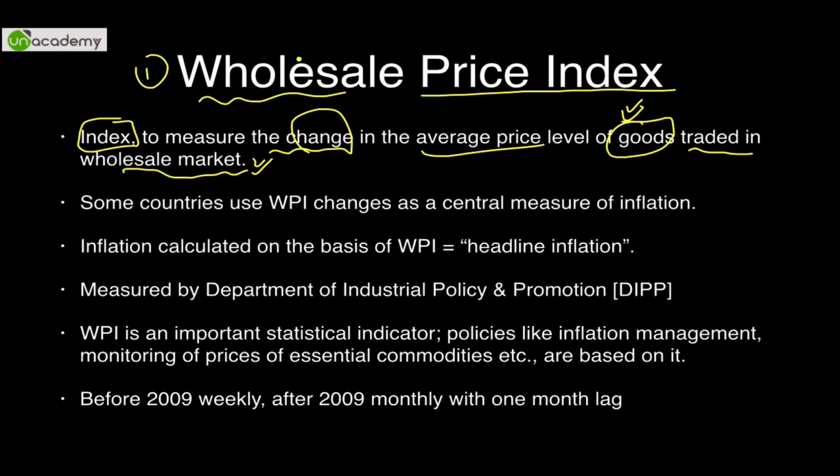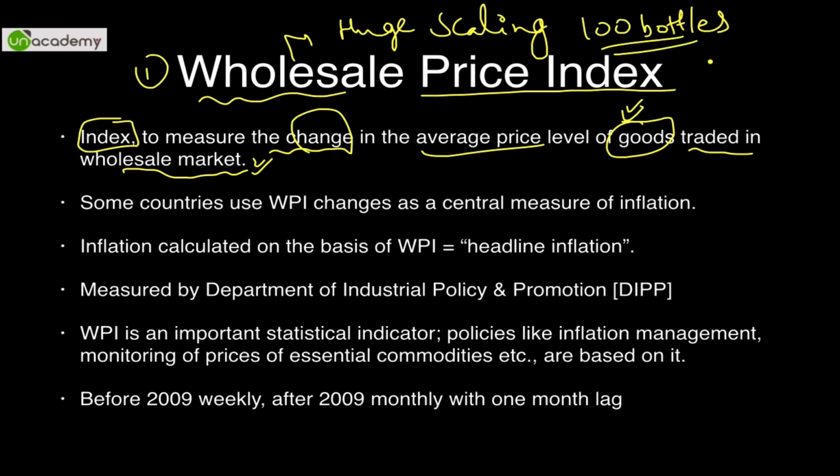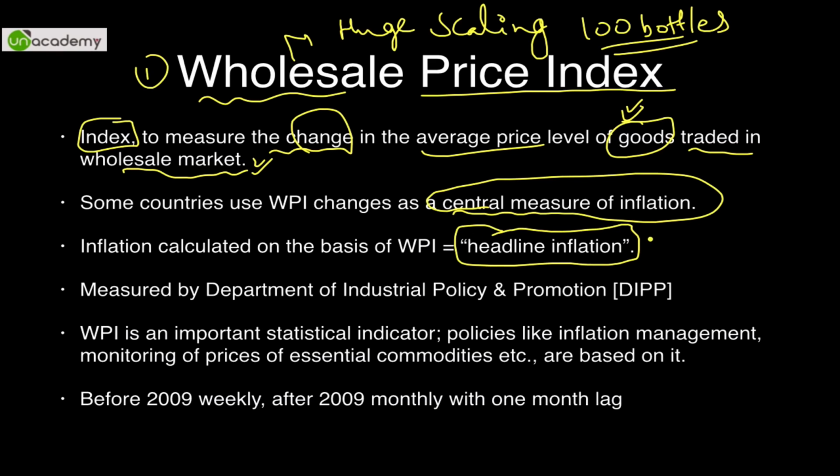Wholesale means a huge scale is there. For example, if you are buying any sauce, 100 bottles will be sold at a much cheaper rate per bottle than when you, the consumer, are buying it at an individual level. So wholesale prices are different from consumer prices. It can be used as a central measure of inflation in certain countries, but this is the key point: inflation based on WPI is called headline inflation. Please remember, it can be asked in the examination. Headline inflation is WPI calculated inflation.